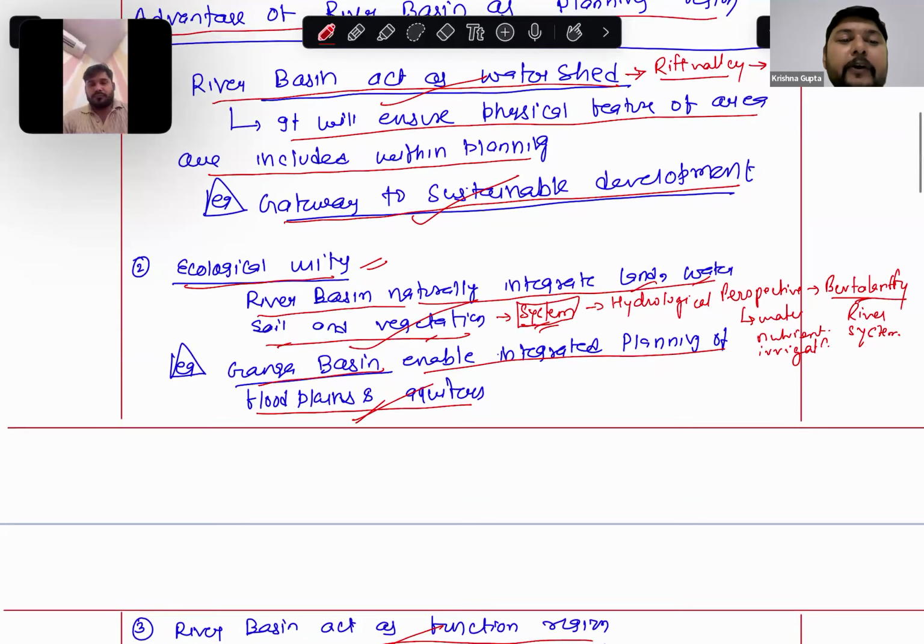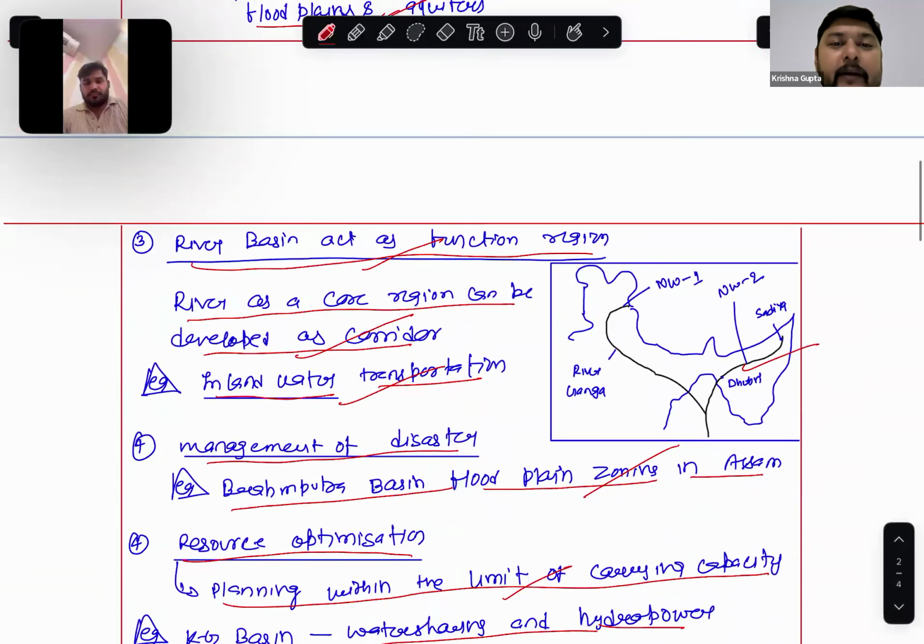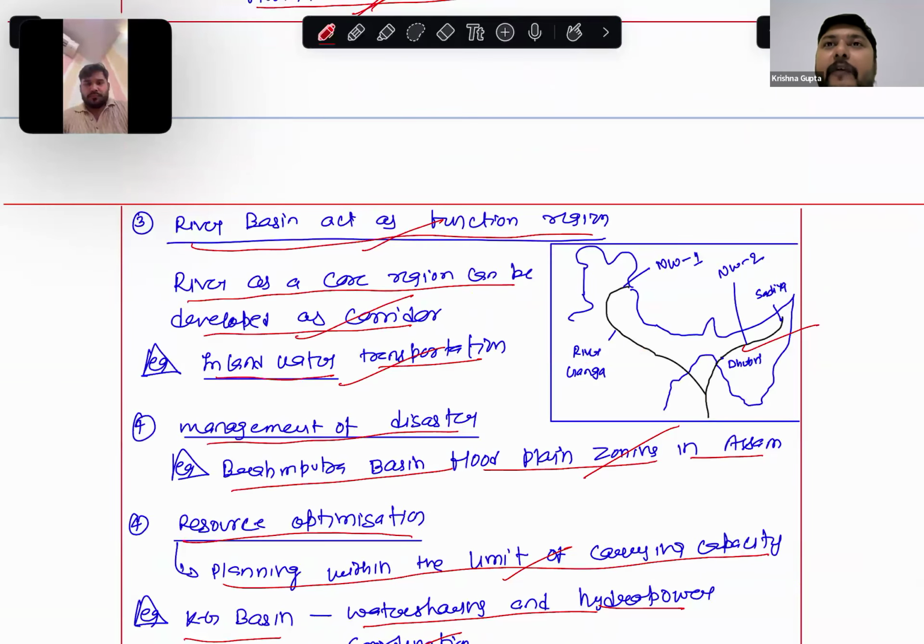Here we have already talked about the Ganga Basin. Now in the next part, river basin acts as a functional region. This is also quite good here because we have already provided the functional region. A core region can be developed as a corridor for inland water transportation. You have already provided this as part of the corridor. So this is very well done here. We are using it for the development of a certain region.